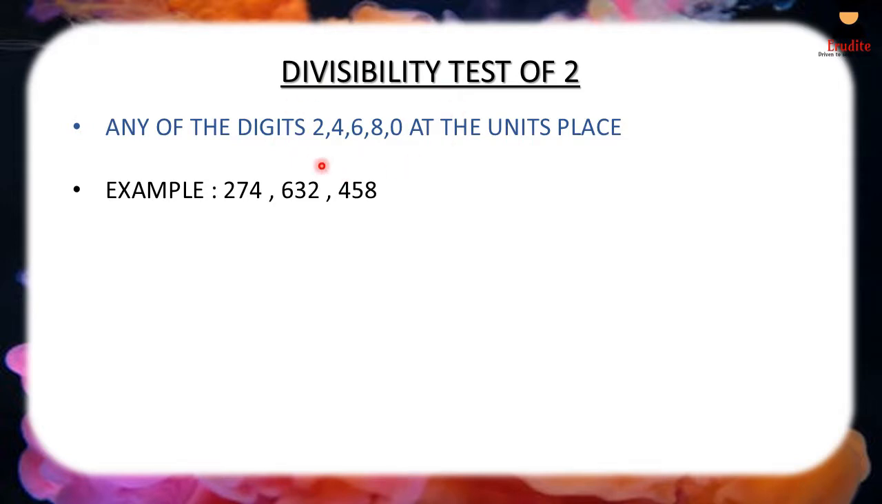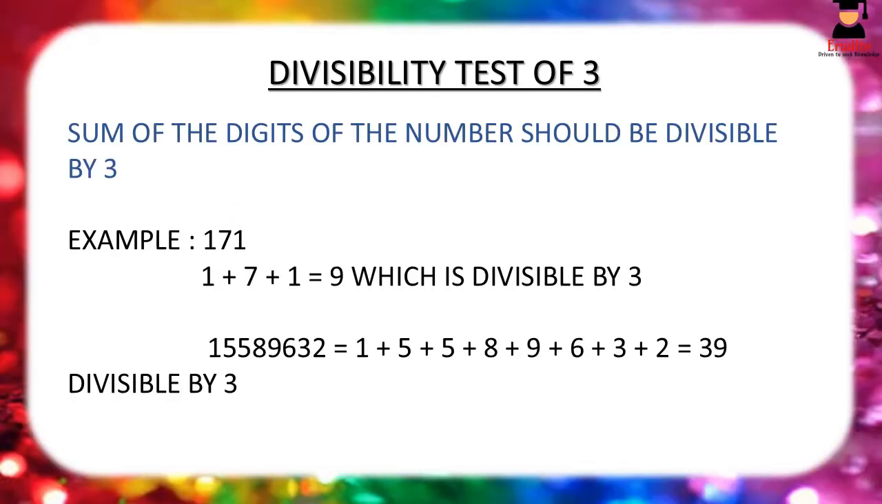So I can have, for example, any number that has any of the digits 0, 2, 4, 6 or 8 in the units place. I have some examples over here: 274, 632, 458. The only thing I need to check is the digit at the units place, and that will tell me if the number is going to be completely divisible by 2 or not.